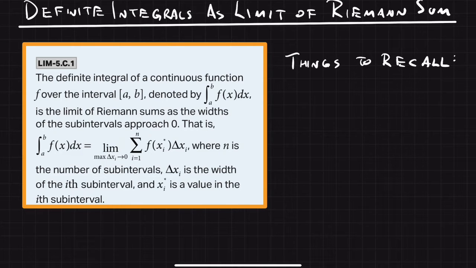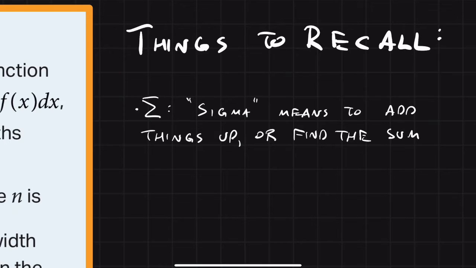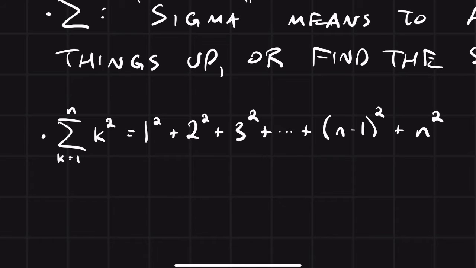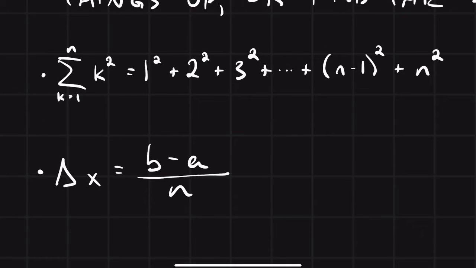First, let's recall a few things that you learned previously in this course, and also something that you learned back in algebra. First is what that sign means. The funny looking E is actually the capital form of the Greek letter sigma. In math, this means just to add everything up, or to find the sum of things. This would be read as the sum from k equals 1 to n of k squared. And that just means that we want to plug in different values for the k, starting from 1 all the way up until n, and then add up all those terms. That would give us 1 squared plus 2 squared plus 3 squared, and so on and so forth, all the way up until you get to n squared. And finally, we can define delta x as being b minus a divided by n.